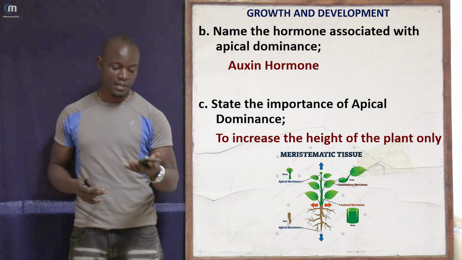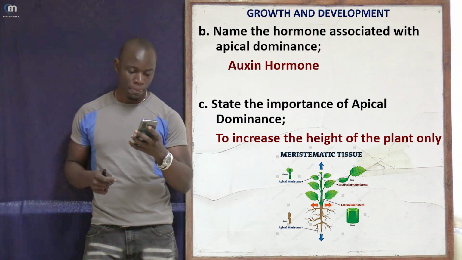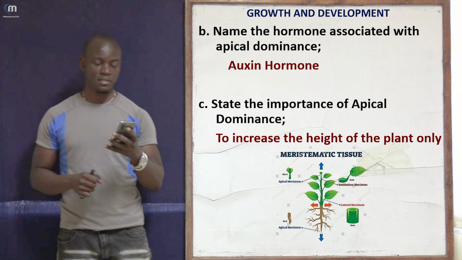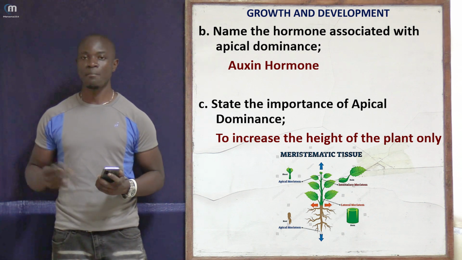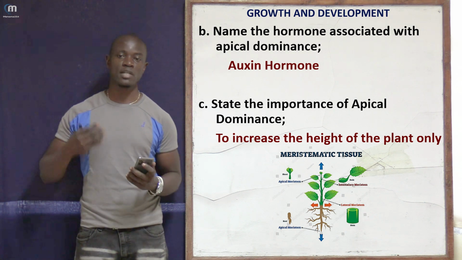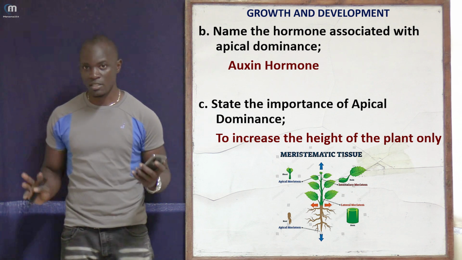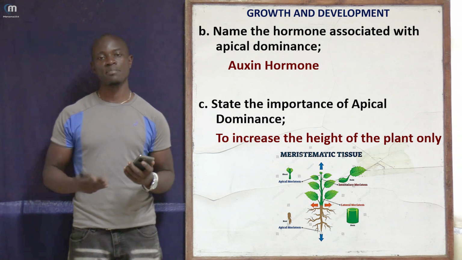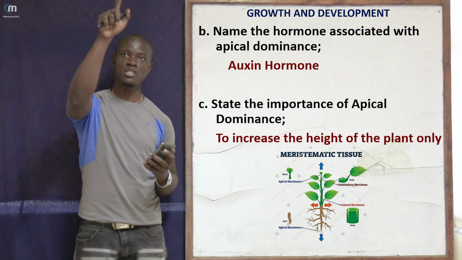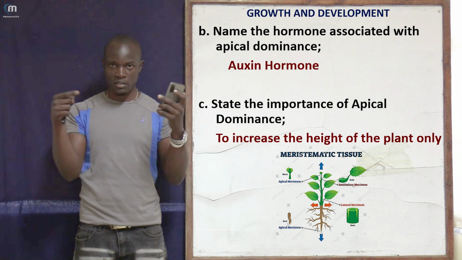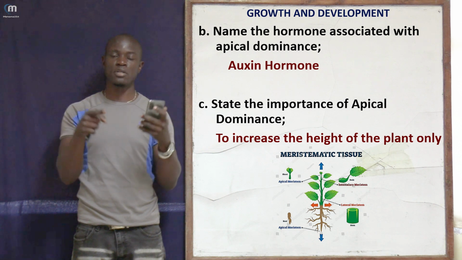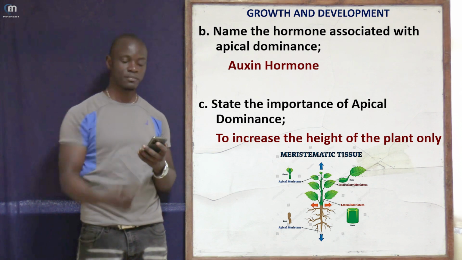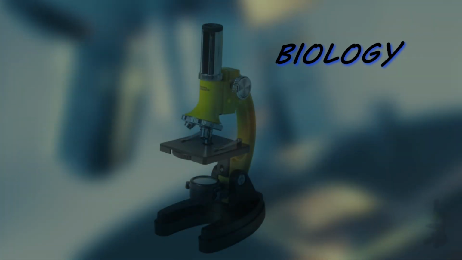The next question is asking, state the importance of apical dominance. Apical dominance, we have mentioned it a million times. The importance of apical dominance is to increase the height of the plant. That is the only function of the apical meristems: to increase the height. Remember, height is vertical; this is the width. The function of the apical meristematic region is to increase the height, with the roots going downwards and the shoot going upwards. That is it. Biology.